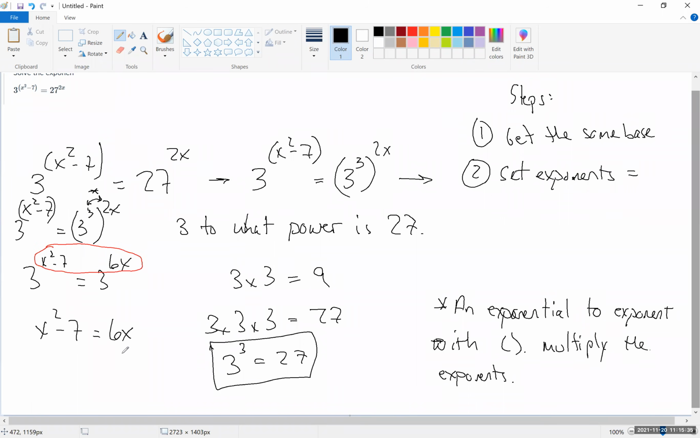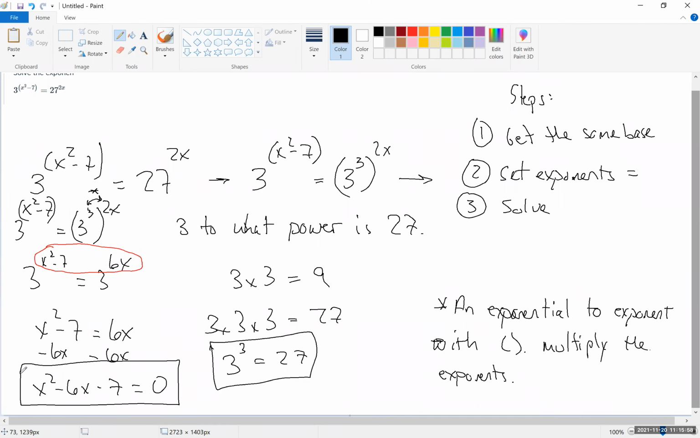Now we have to solve this, right? The next step is to solve. Well, this is not linear. This is quadratic. We have an x squared in there. In order to solve quadratics, you have to set them equal to 0. So we're going to subtract 6x here. We get x squared minus 6x minus 7 equals 0. This is what we are solving. We're going to pause it here though, but the problem is going to continue, but we're going to solve it.